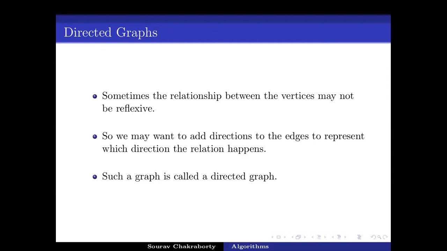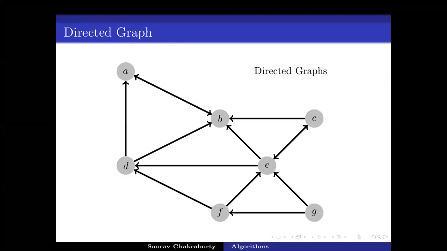So the direction may represent something. Suppose there are two vertices A and B representing person A and person B, and suppose person A follows person B, but not the other way. So we'll put an edge from A to B, so directed from A to B. Suppose here B follows A, and D also follows A, but A doesn't follow anybody.